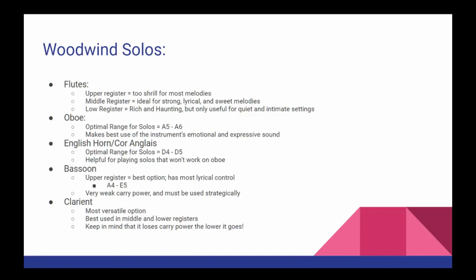Oboes are another excellent choice. However, their optimal range for solos tends to be even more restricted than the range we discussed for performing melodies together. In the instance of a solo, you typically want to keep as much as possible to the octave of A5 to A6. This is to help make sure that you make the most of the characteristically emotional and expressive sound of the instrument. When you're looking for the same type of sound but you want to perform lower than this range, then the English horn makes for an excellent substitute, this time with an optimal range of D4 to D5.